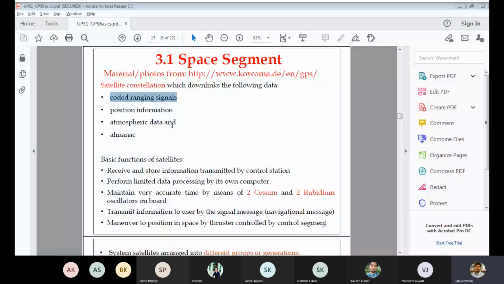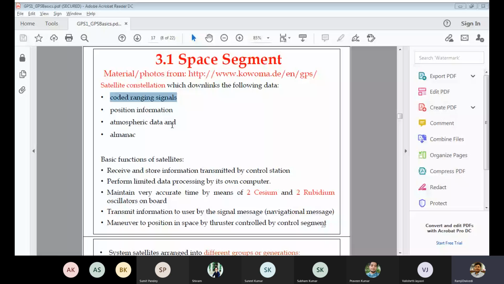Now the system of satellites has been arranged in groups of generations. That means the satellites are launched in a series of blocks. If I tell you rightly, the satellite constellation began with the series Block I satellites, and these were concept validation satellites that did not have the selective availability and anti-spoofing capabilities. Now I'll discuss what selective availability and anti-spoofing are, but they are very popular. But you must understand at this time that it started with Block I satellites.